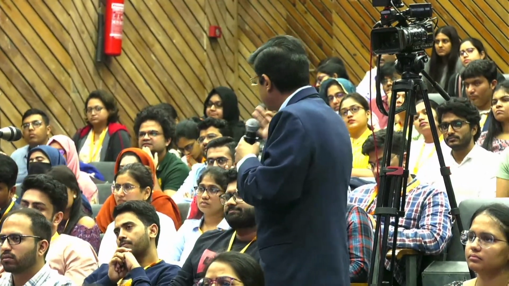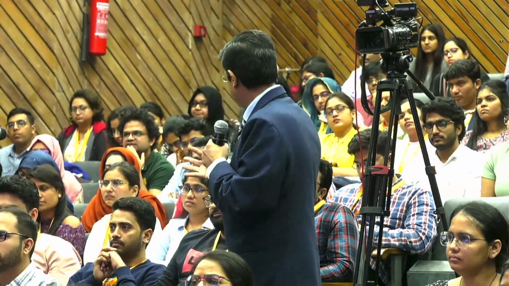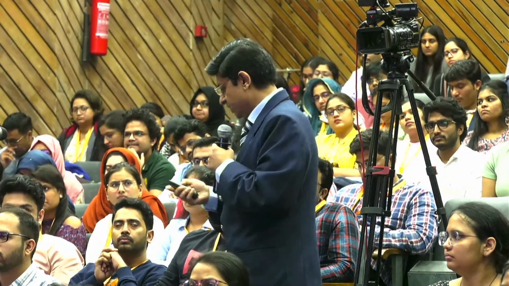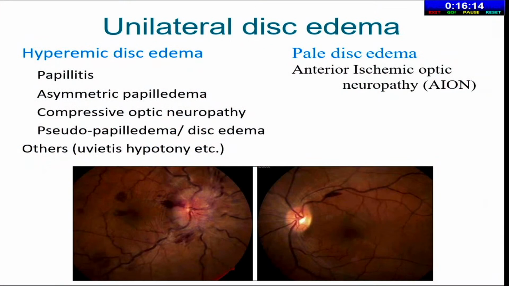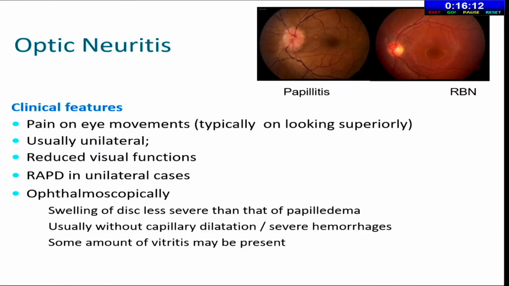If headaches, tinnitus, very, very high pressures, a fulminant IIH patient comes, think in terms of shunting. Now you have unilateral disc edema. It could be hyperemic or pale, most commonly associated with an ischemic optic neuropathy. Optic neuritis is the most important and the most common hyperemic disc problem.